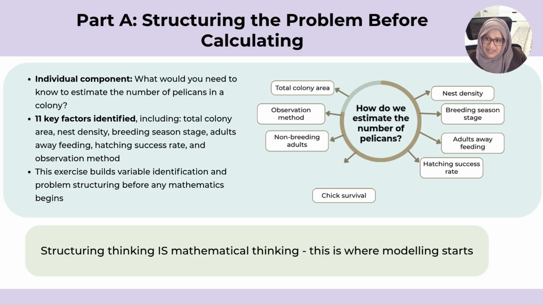When I worked through it, I came up with 11 factors, including the total physical area of the colony, average nest density, the current stage of the breeding season, how many adults are away feeding at any given moment, hatching success rates, and the observation methods that would minimize disturbance. What this exercise does is make students identify variables and structure a complex real world situation before a single number appears. That is genuinely mathematical thinking.